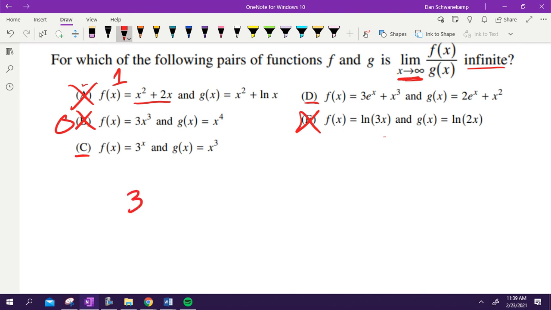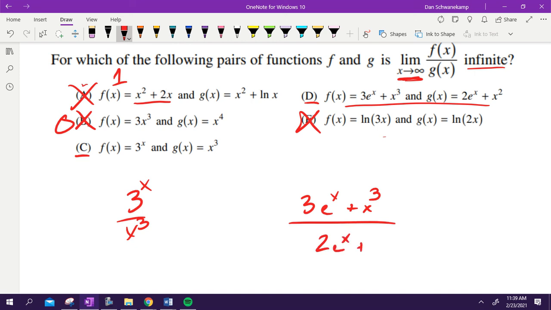Letter C is 3 to the x over x cubed. And letter D is 3e to the x plus x cubed over 2e to the x plus x squared. As we look at this one, what is bigger, e to the x or x cubed? So I don't care about that. Same thing down here. What do you think the horizontal asymptote is going to be here? 3 over 2, because those two numbers are going to be exponentially huge, but they're the same number. So that one would be 3/2. So it's not D. It's going to be C.